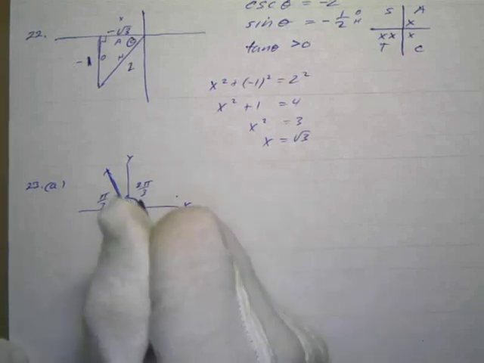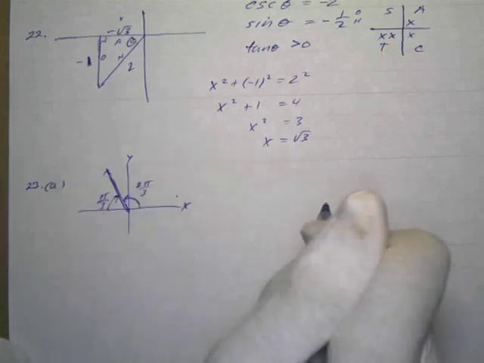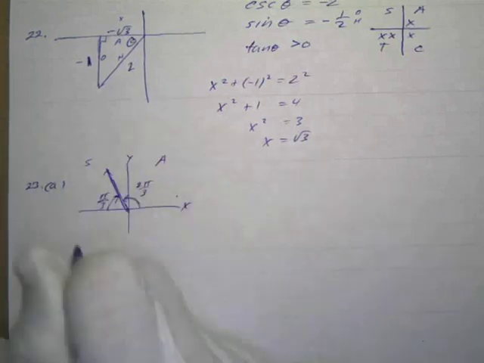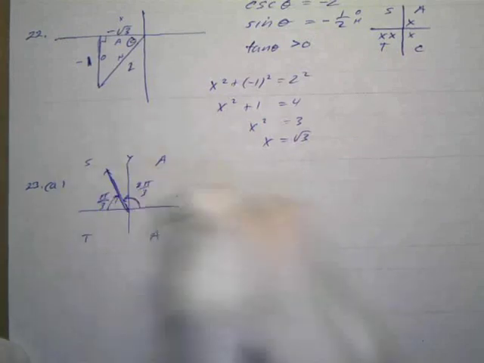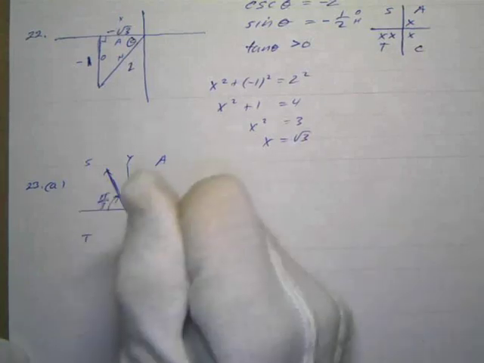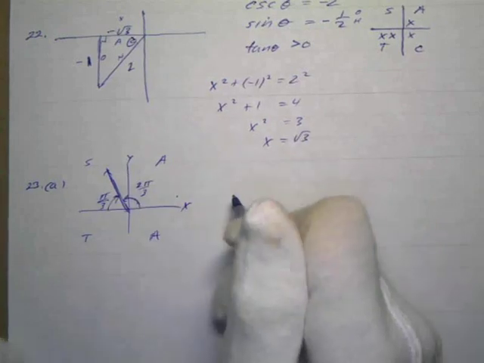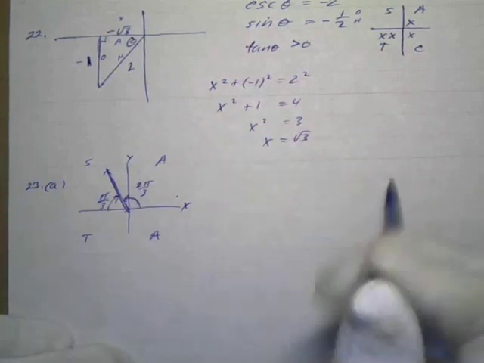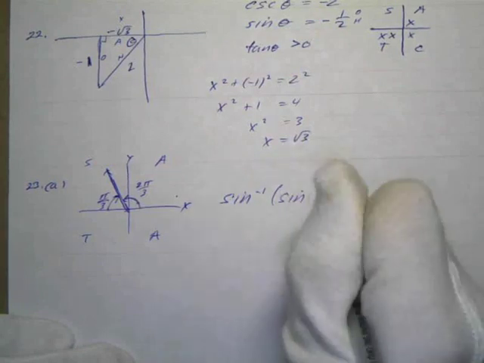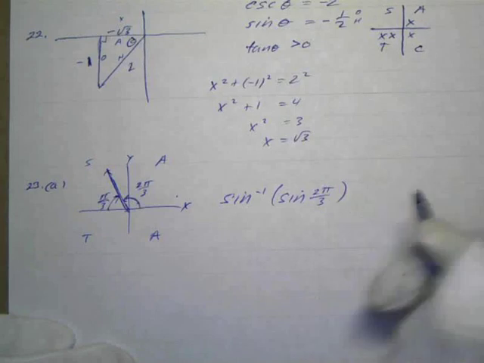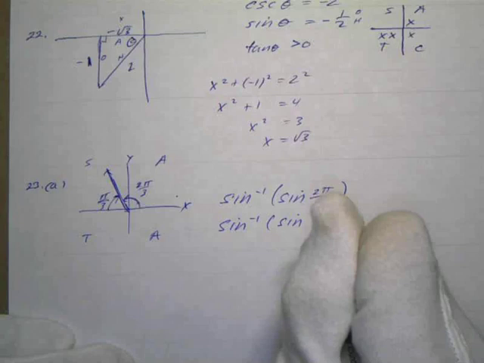Okay, so this is actually what we're talking about, but like I said, the reference angle is pi over 3. And in this quadrant, the sine is positive. So this will be the same ratio as pi over 3, because there's my reference angle. And it's going to be positive, so it's basically the same, so I can just replace it. It's kind of an easy fix. So sine inverse of the sine of 2 pi over 3 can be replaced by sine inverse of the sine of pi over 3.